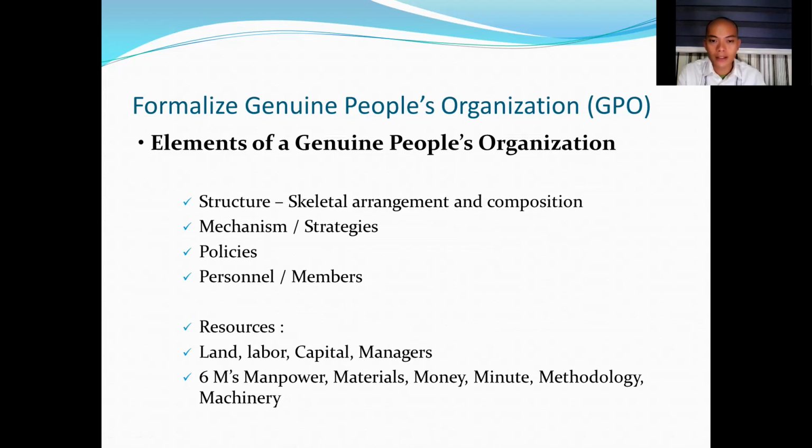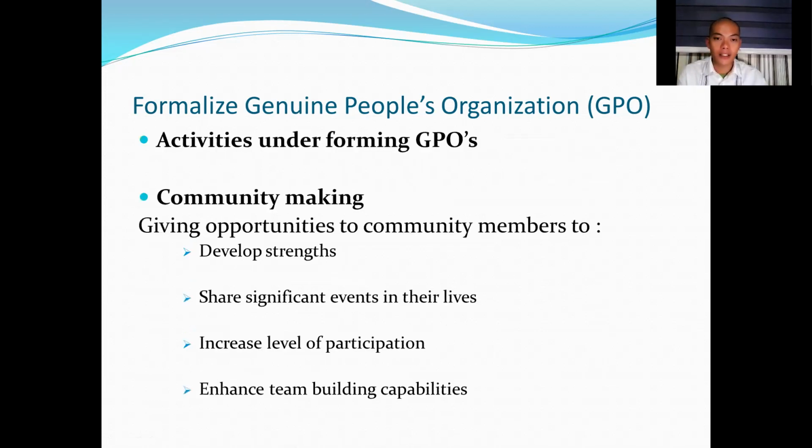Your structure, policies, sorry, I forgot to skip the page. Elements of a genuine people's organization: structure, mechanism, strategies, policies, your resources, land, labor, capital, and your 6Ms, manpower, material, money, minute, methodology, and machinery. What are the activities under your GPO?